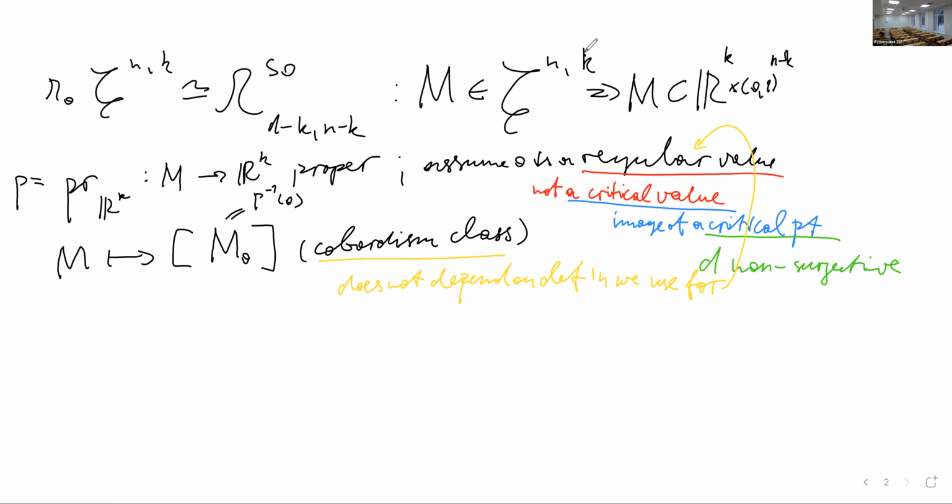Okay, now this map is a group homomorphism. Why? Well, we have operations on the left and on the right, and both are just taking the disjoint union. So the operations are the same.